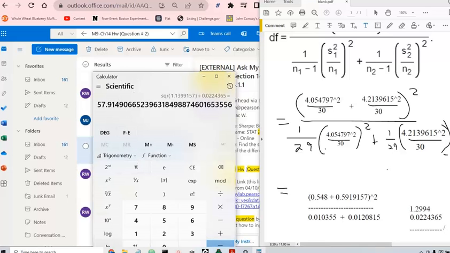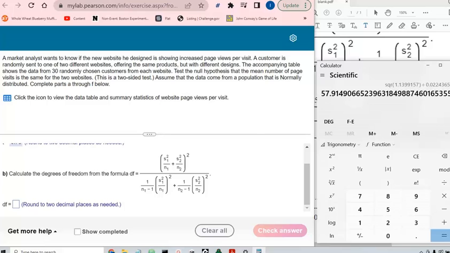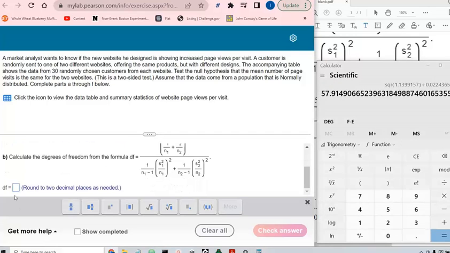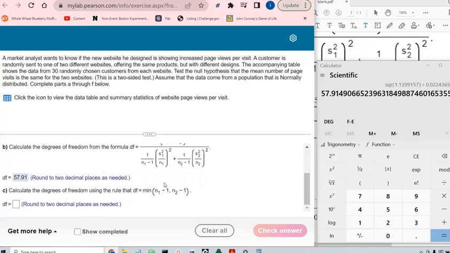Okay, so for the degrees of freedom, after I did that huge formula, I got 57.914. Rounded to 2 decimal places, I got 57.91. Thank goodness. I was going to be really upset if I had to go find that.